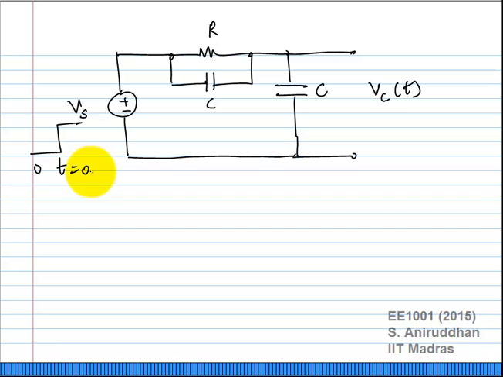Can you please find out, is it possible to find out Vc of t as a function of R, C, Vs of t and so on? You will have to write down the equations, KVL, KCL, elemental equations, and express Vc of t only in terms of these elements and Vs. It is possible. Now, what do you think the order of this equation will be? Second order. Why?